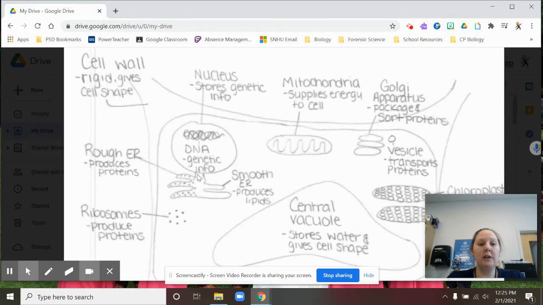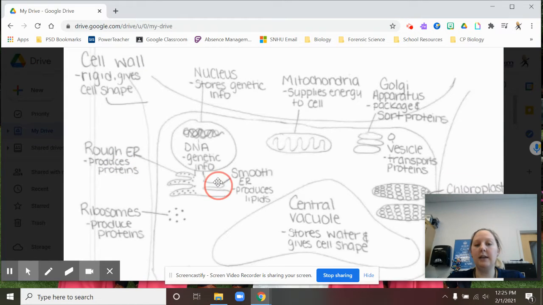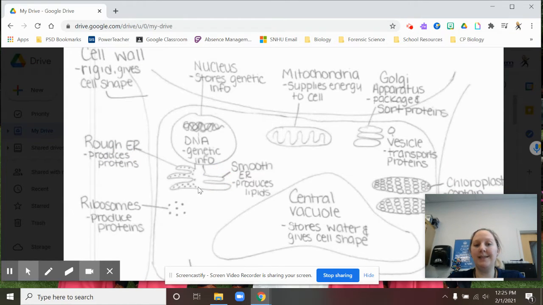Coming off of our nucleus, we have our endoplasmic reticulum. Half of it is studded and considered the rough endoplasmic reticulum. Its job is to produce proteins. And the smooth endoplasmic reticulum is the side that is not studded with ribosomes, and its job is to produce lipids.